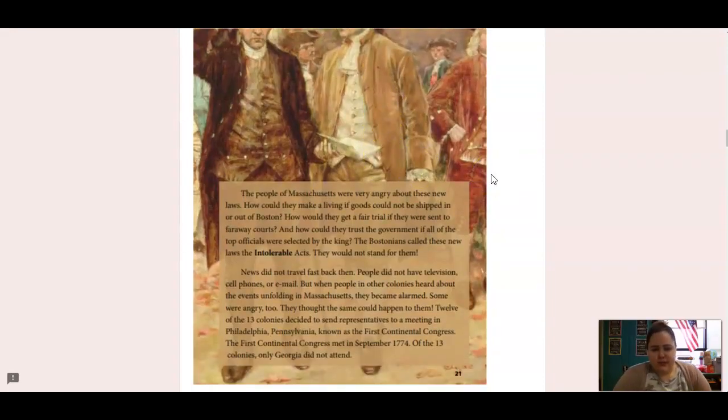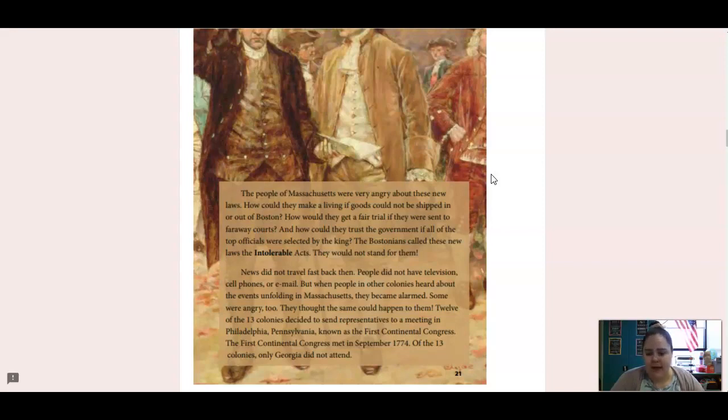The people of Massachusetts were very angry about these new laws. How could they make a living if goods could not be shipped in or out of Boston? How would they get a fair trial if they were sent to faraway courts? And how could they trust the government if all the top officials were elected by the king? The Bostonians called these new laws the Intolerable Acts. They would not stand for them.